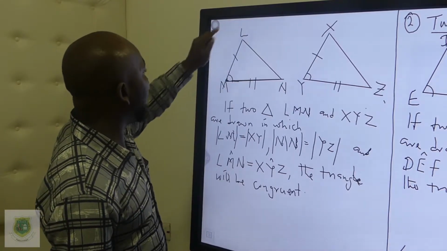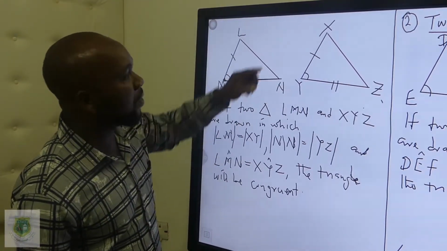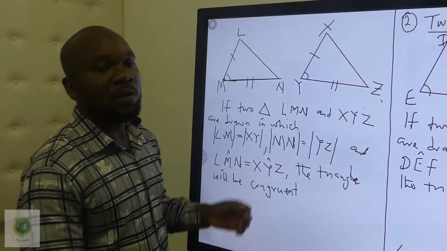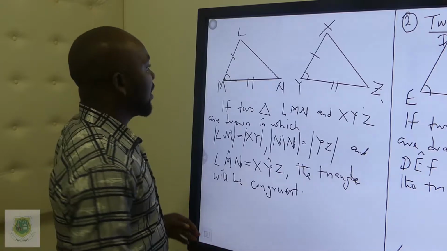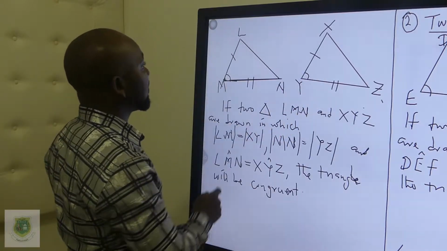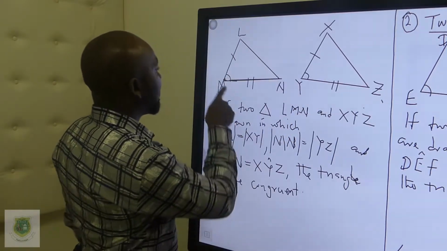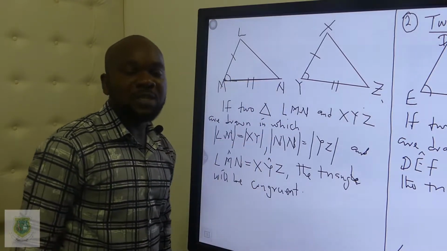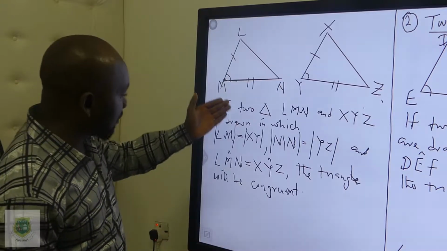The angle LMN is equal to angle at what? XYZ. So what are we talking about? In these two triangles, since this side is equal to this side, this side is equal to this side, and this angle is equal to this angle, which means they are what? Congruent. That is what is explained here.